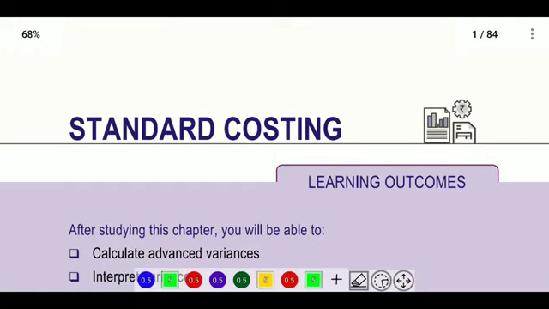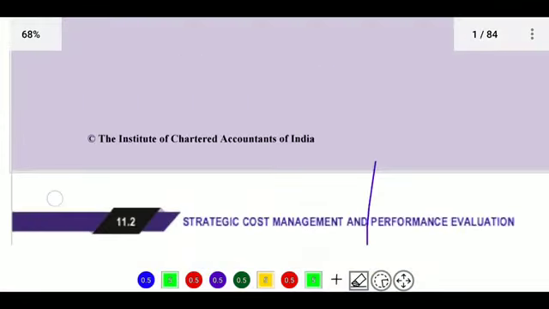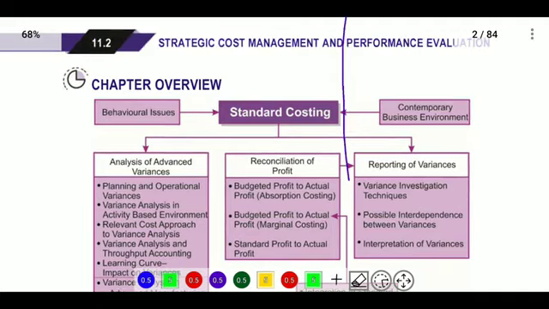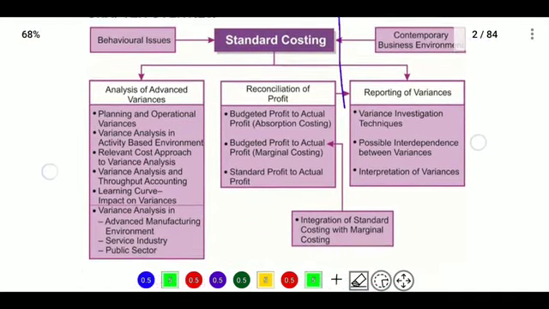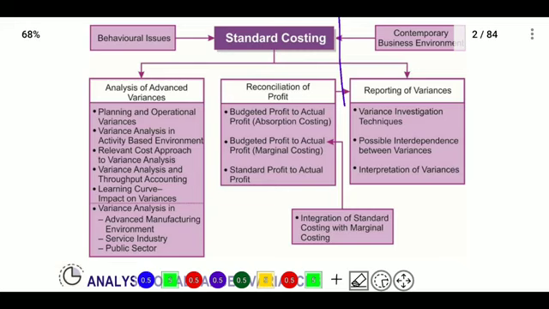In this video we are going to discuss standard costing. Here, standard costing was bifurcated into behavior issues and contemporary business units. Here we will discuss analysis of advanced variances.